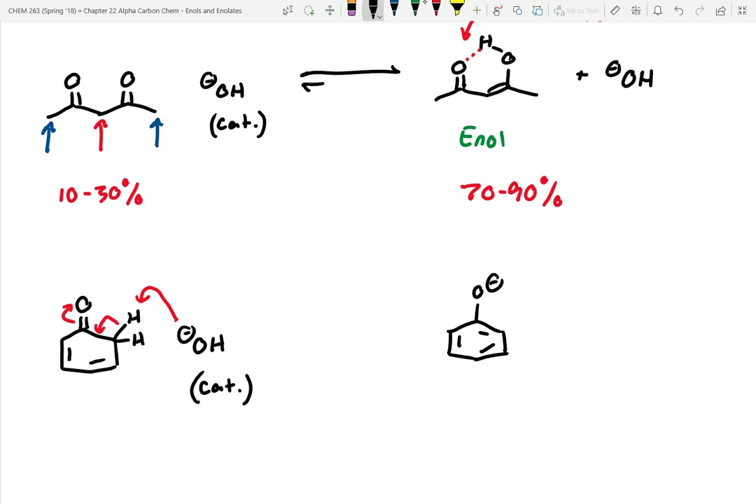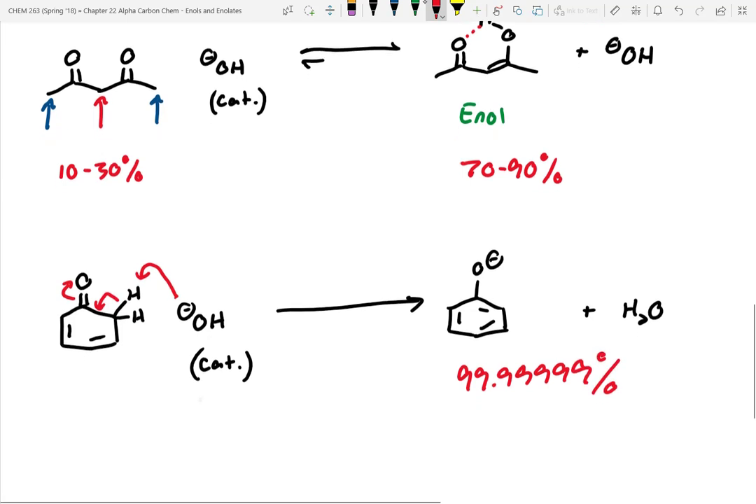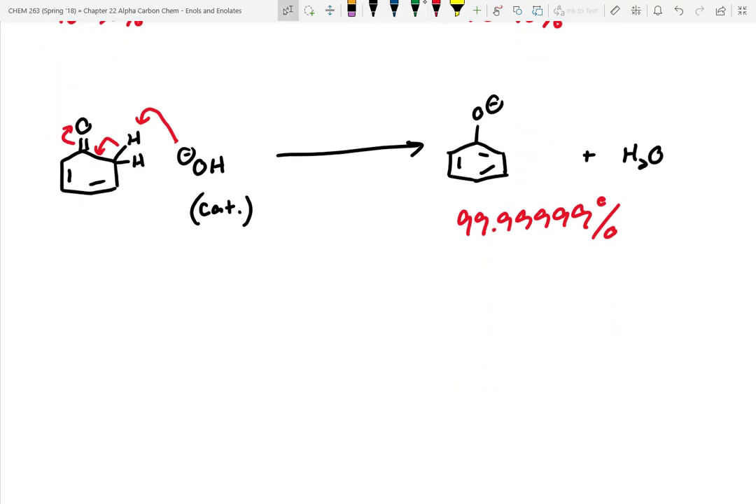And in this example, you actually don't reform your base. You just form water. And this reaction is essentially irreversible. It's like 99.99999% product. Why? It's aromatic, right? Aromatic stabilization basically means this absolutely does not want to go in the reverse direction, because in order to do so, you'd break aromaticity. We know that's hugely unfavorable.